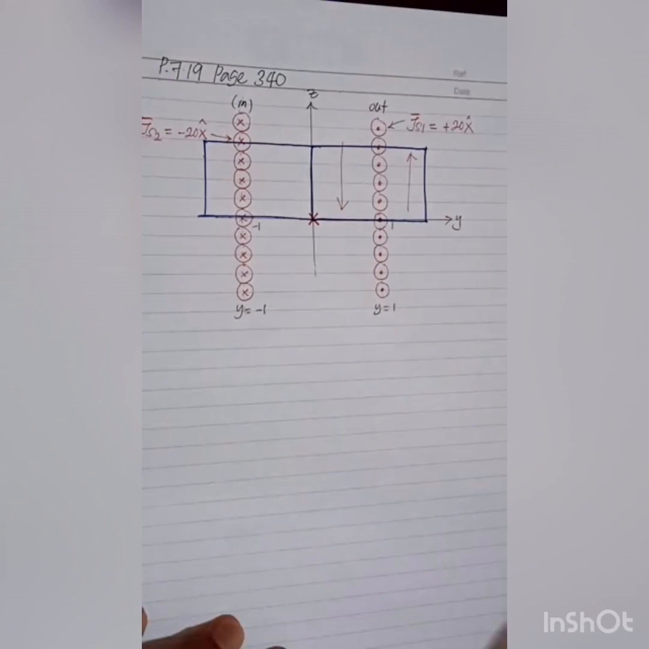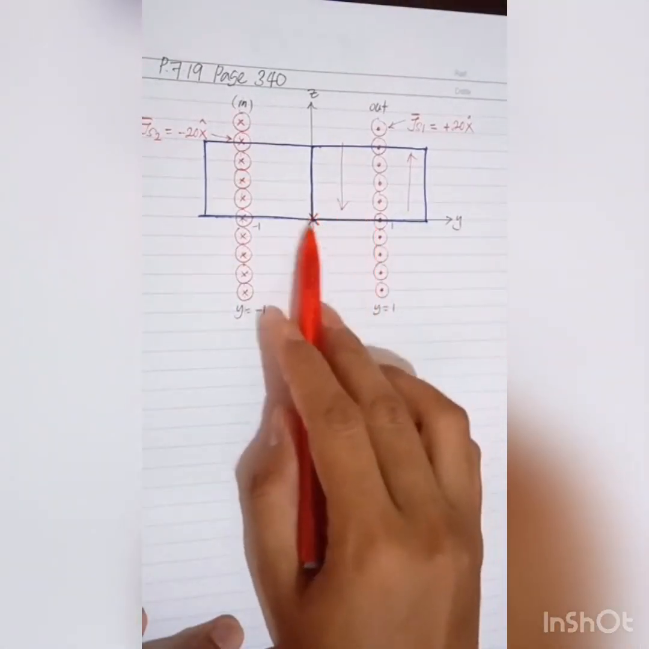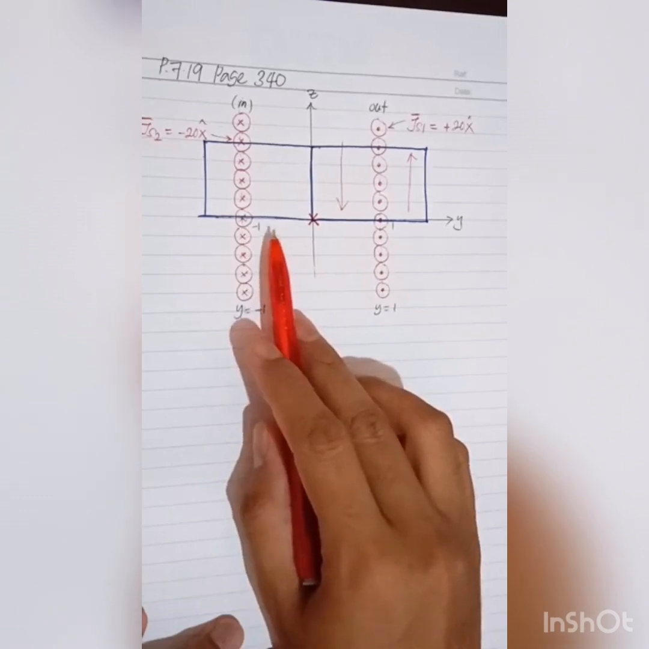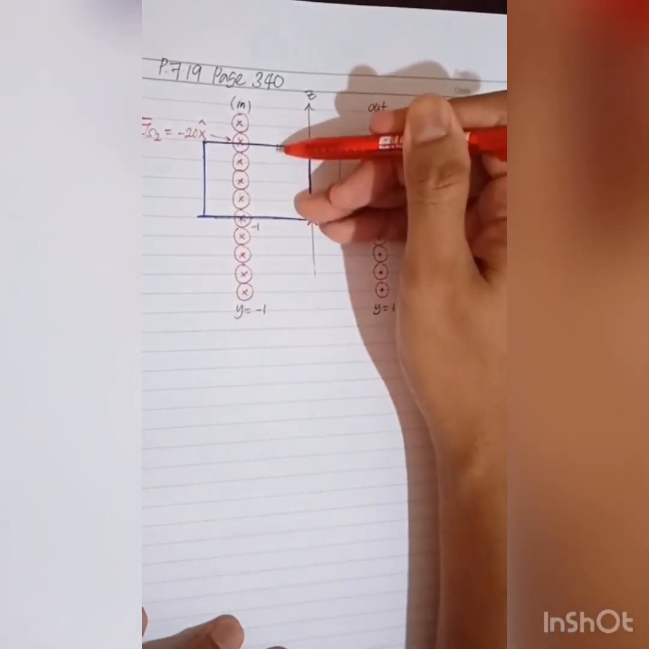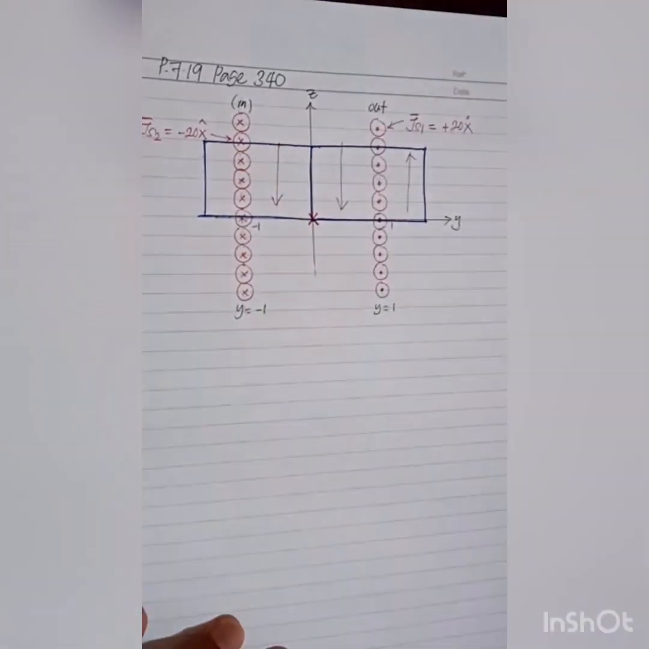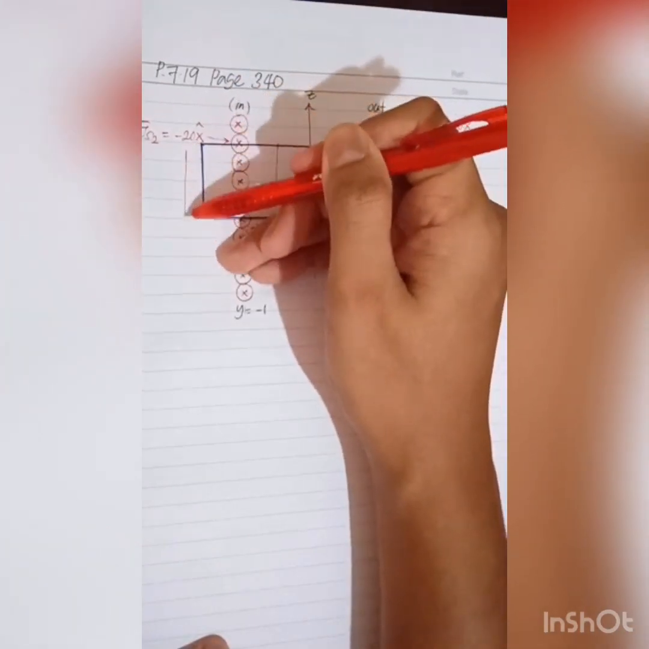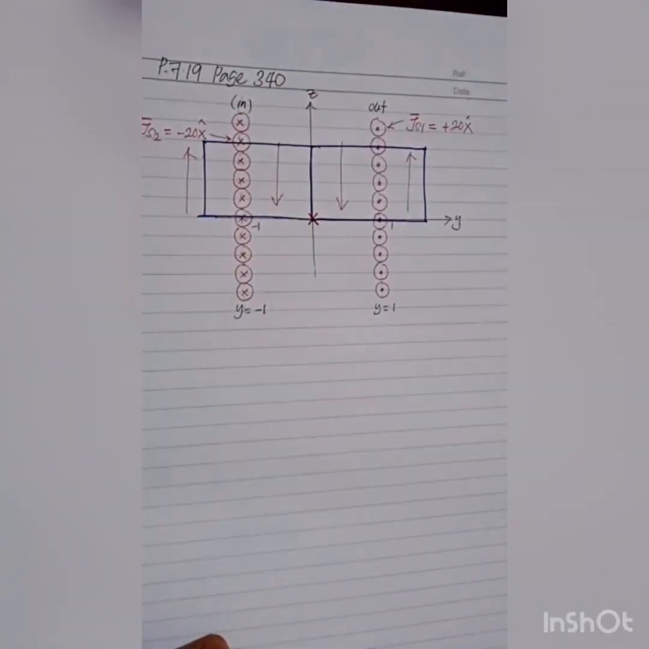So we know that the H field within this region flows in the negative z direction, and the same thing for here, the H field goes in the negative z direction. And for here, the H field goes in the positive z direction. That's the direction that we can find using the right hand rule.